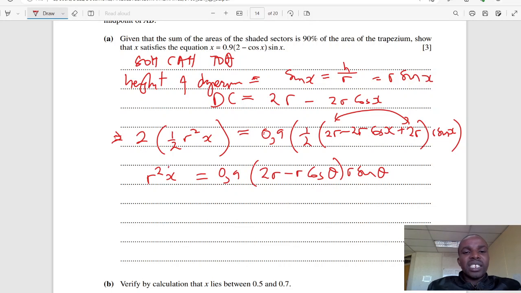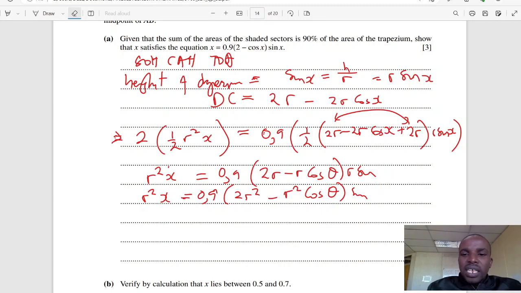So where is my x? This x. So I have to say R squared x is equal to 0.9. Then remove the bracket, but 0.9 must stay outside. So let's maintain our 0.9 outside, right? Then it will be 2R squared sin x. But sin x must also be outside, so we don't put it inside. So let's just put R squared inside. R inside, then minus R squared cos x, then sin x. Why am I putting theta? It's supposed to be x.